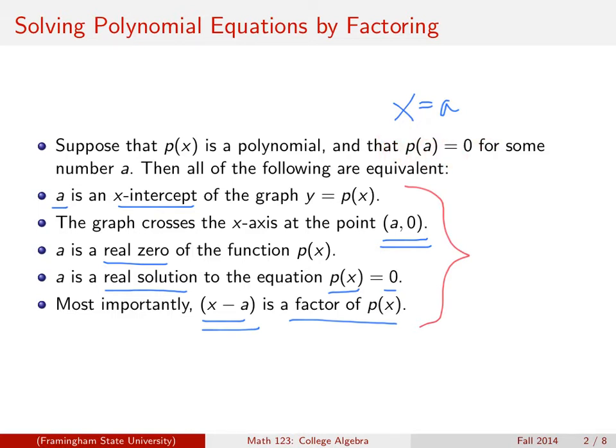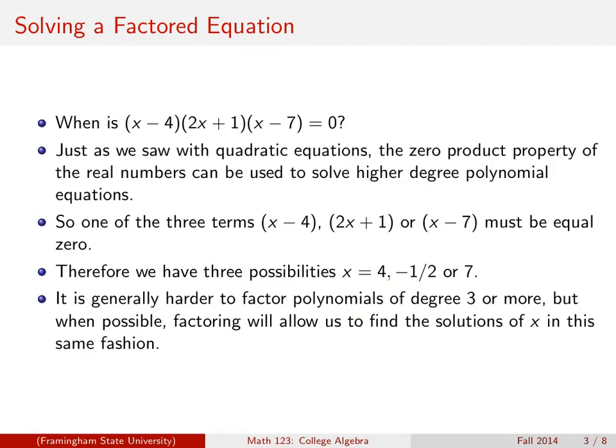Okay, so now let's exploit and utilize these equivalent statements. Here, we have some polynomial equation that, let's say in factored form, was x minus 4, 2x plus 1, and x minus 7. Well, then we might want to know, when does p of x equal 0? The same ideas hold true that we learned in quadratic equations. We're going to use the zero product property or zero product rule, depending on what textbook you look at.